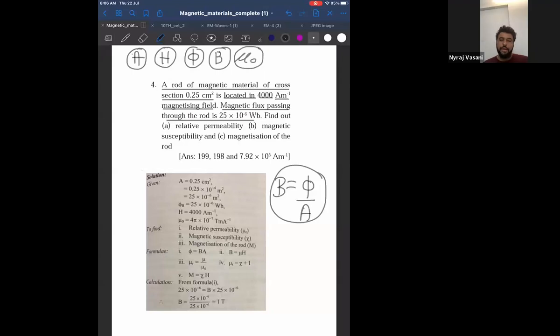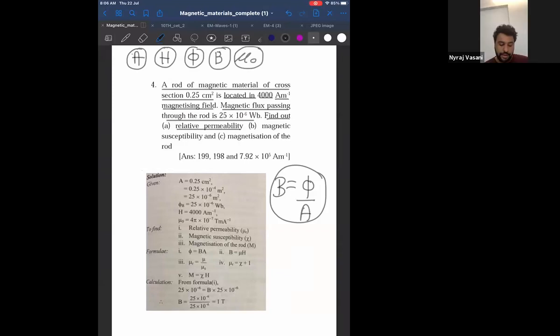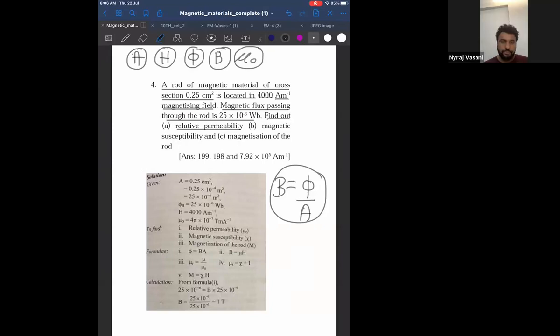Now, continue. Find out relative permeability. Tell me, relative permeability means what? Can I say relative permeability means mu R? Yes, sir. Okay. Now look at this. Relative permeability is mu R.